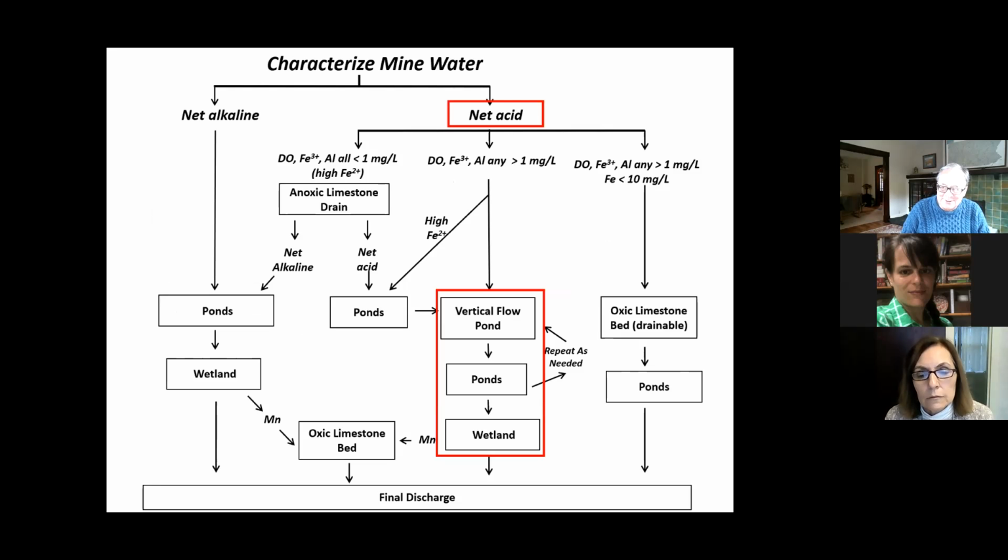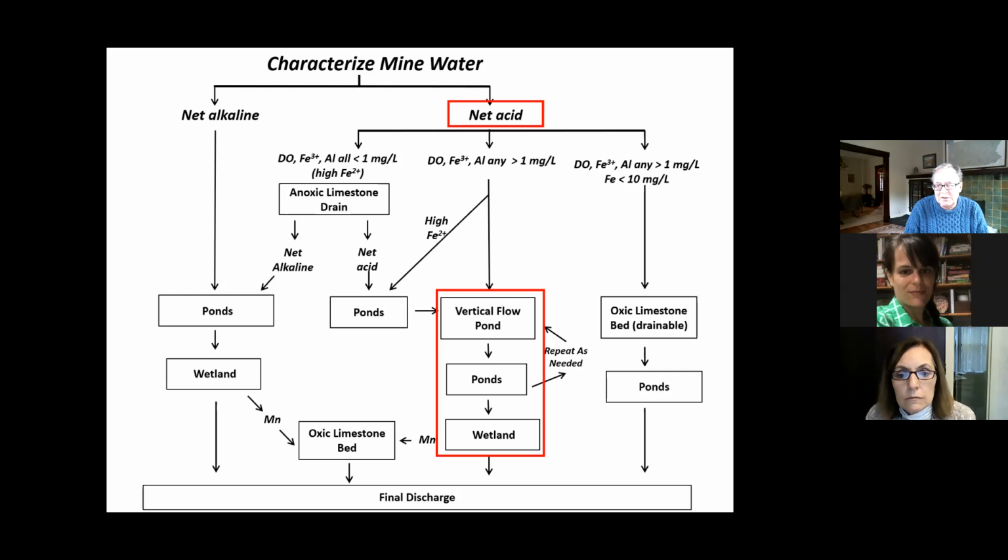So the matrix didn't exist in the late 1990s and early 2000s. So we didn't have to deal with that. We just had to deal with our best professional judgment about how to treat the water. And this is the design matrix that gets used commonly. And in this case, we have acid water. And we looked at this time, really the only choice for the acid water was a vertical flow pond approach. And so that's what we did.